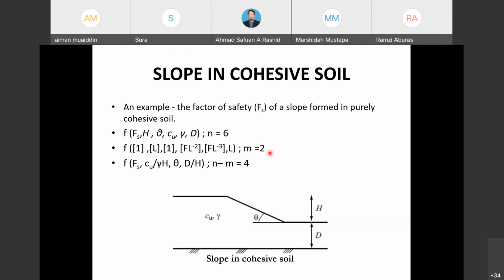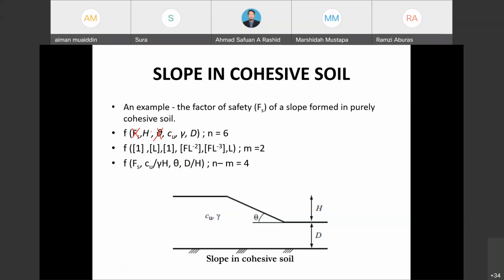M value. So in order to create the dimensionless equation, 6 should be minus 2, so we need to have 4 dimensionless equations. To begin with, Fs we consider as dimensionless, while theta also is dimensionless. So we need to create 2 more. To make it easy, we have used this one, then we use theta.